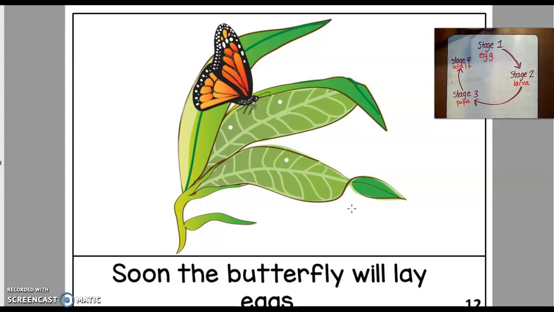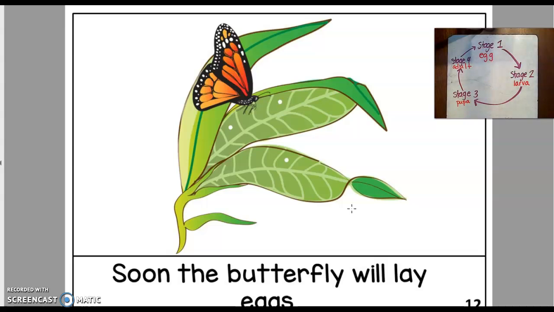Soon, the butterfly will lay eggs. And that's how this is a cycle. That's why it's not just a straight line. Because once the butterfly reaches stage 4, it can lay its own eggs and repeat or start the cycle over for a new little butterfly. That's why it's a circle and not a straight line.